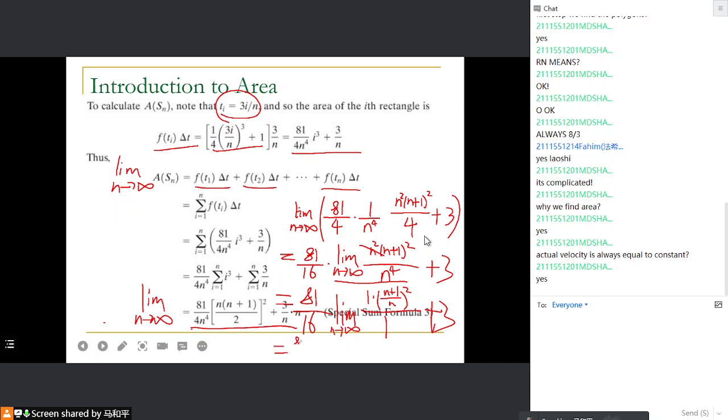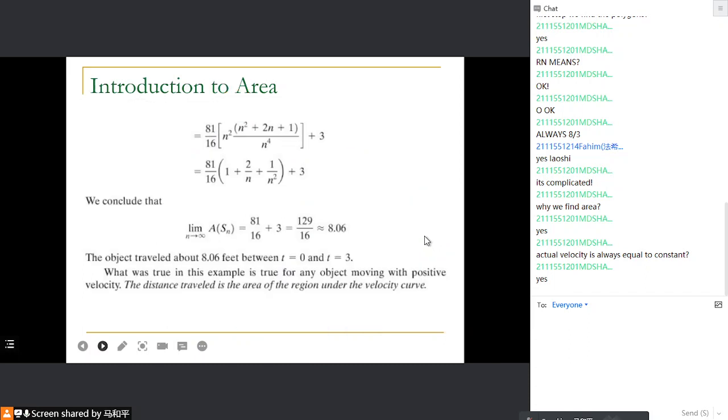So the final answer is 81 over 16 plus 3. So the object travels about 80.06 feet between t0 and t3. What was true in this example is true for any object moving with positive velocity. The distance traveled is the area of the region under the velocity curve.